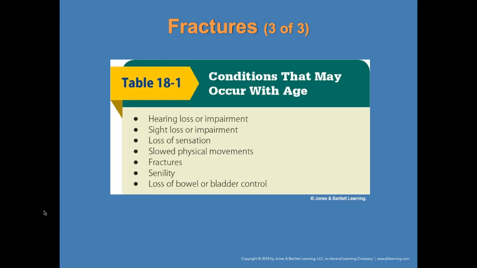So here's a list of conditions that may occur with age. We might have some hearing loss or impairment, sight loss or impairment, loss of sensation. So like we talked about with those patients that fall, fracture an arm or leg, and don't even realize it. Physical movements are going to be slowed. They are going to fracture bones more easily. Senility, they're going to lose some of their cognitive function. And they might have a loss of bowel or bladder control. So we need to just remember that all these things happen as we age.